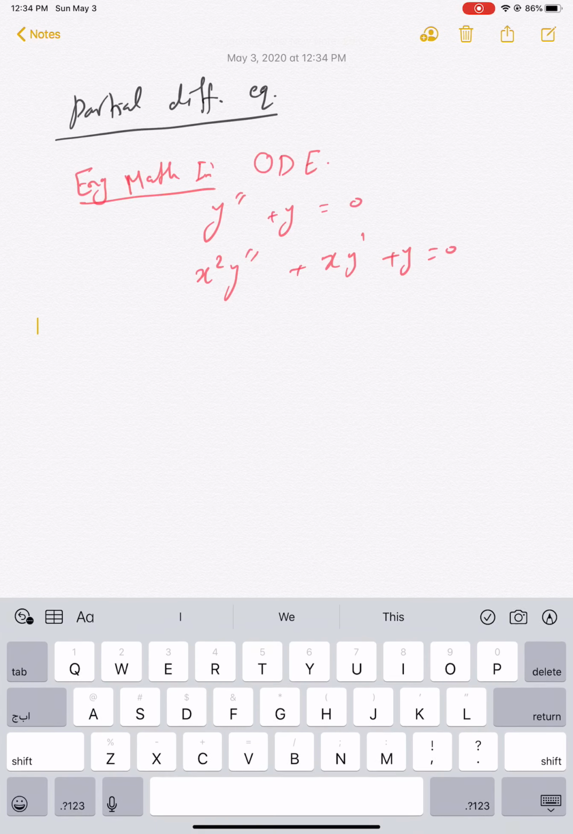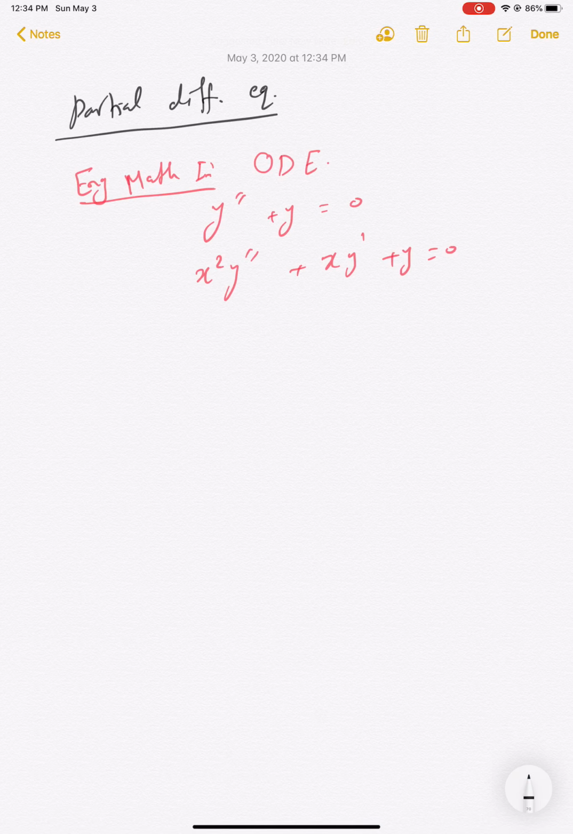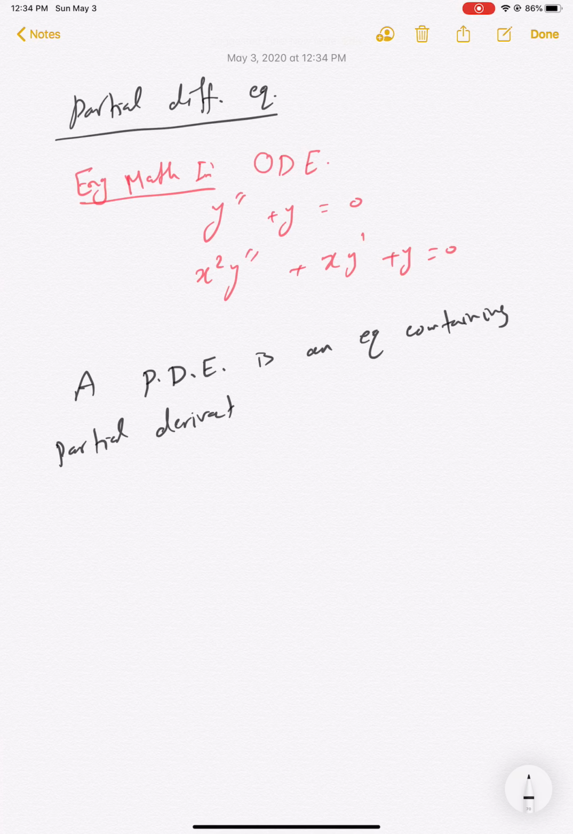So what's the difference? When we say ordinary or partial, what does that refer to? First of all, a partial differential equation, we'll use PDE for partial differential equations. A PDE is an equation containing partial derivatives. So basically, it is a differential equation, but instead of having ordinary derivatives, primes, we will have partial derivatives.